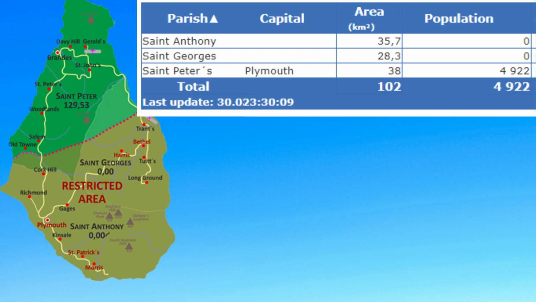According to the 2015 census data shown in the table, of the 3 parishes of the country, only St. Peter now accommodates residents. The other parishes of St. Anthony and St. George's are found in the restricted area and are therefore uninhabited.